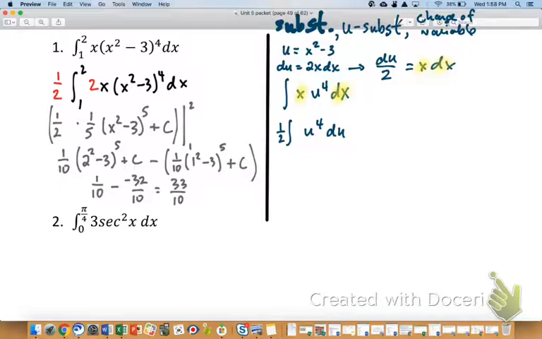So if the original low limit was 1, here's my original low limit. I have one thing and one thing only that relates u and x. What relates u with x? Yeah, the top equation, right? u equals x squared minus 3. So you tell me, if x is 1, u is -2. So my new low limit is going to be -2.